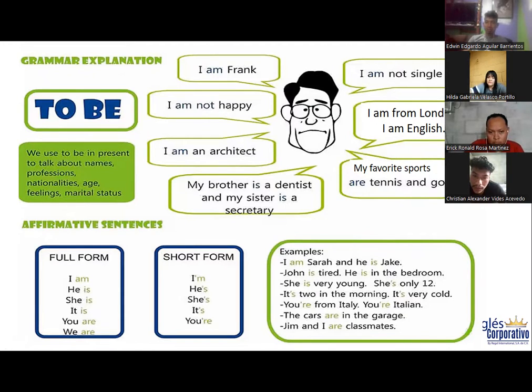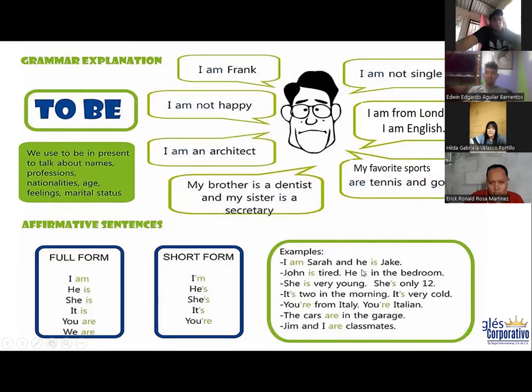Exactly. Very nice. Thank you, Victor. Entonces, okay. Aquí tenemos más ejemplos, ¿verdad? Para decir dónde está alguien, la edad, la hora, el clima, ¿verdad? Muy bien.